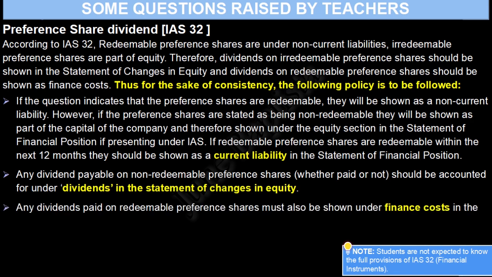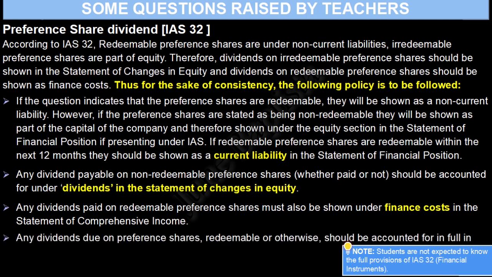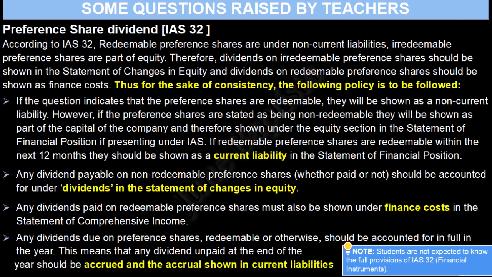Third, any dividends paid on redeemable preference shares must also be shown under finance costs in the statement of comprehensive income. Any dividends due on preference shares, redeemable or otherwise, should be accounted for in full in the year. This means that any dividend unpaid at the end of the year should be accrued and the accrual shown in current liabilities. We will now look at paid and proposed ordinary share dividends.